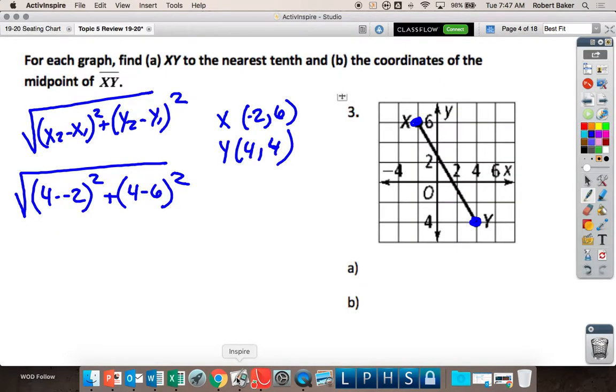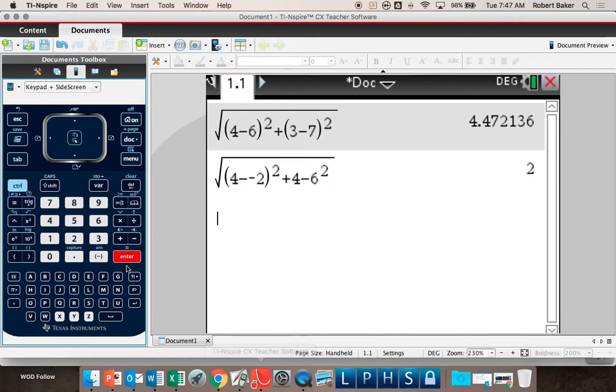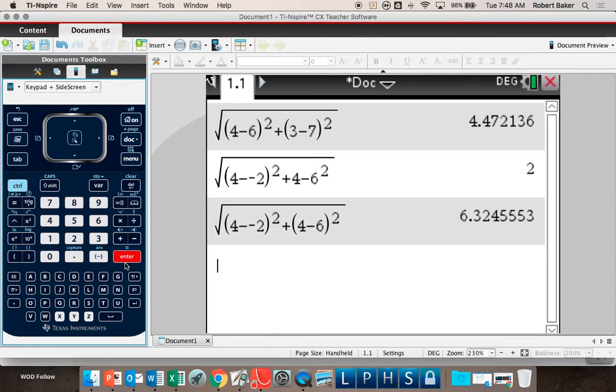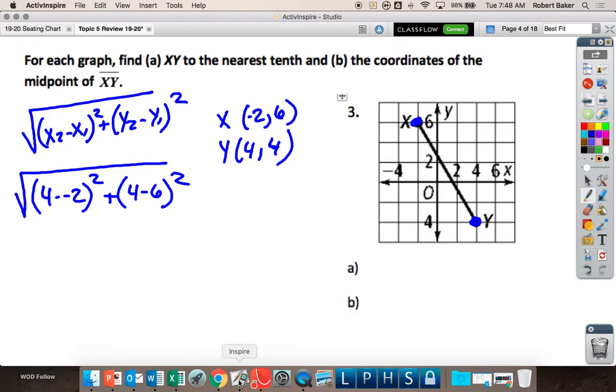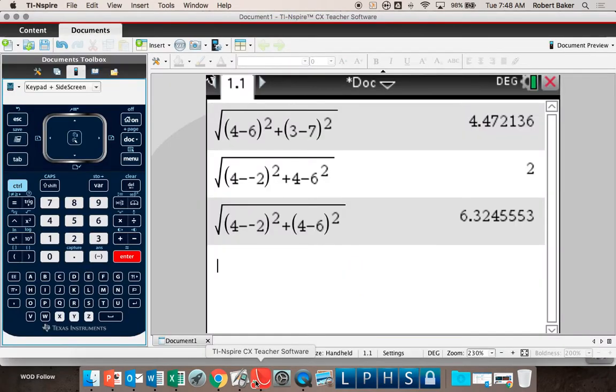Let me double check that one more time. 4 minus negative 2 squared plus 4 minus 6 squared. Oh, let me try that again. 4 minus negative 2, close parentheses, squared, plus 4 minus 6, close parentheses, squared. Man, those parentheses make a huge difference. 6.32. So we'll round that to 6.3. The distance from x to y, or the answer for letter A, is 6.3.